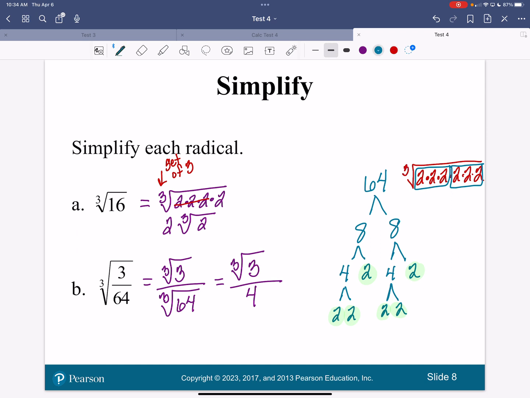Okay? This set of 3, I'm going to bring out a 2. And this set of 3, I bring out another 2. Is there anything left inside? No. Okay? So that's 2 alternatives to that. 2 alternatives to that. Okay.